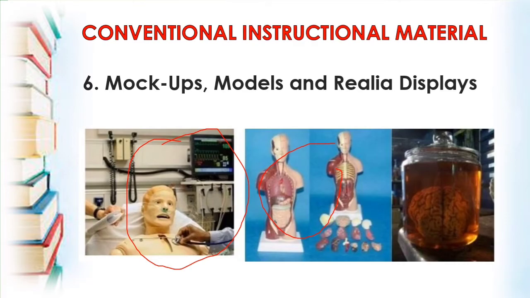While realia displays are real-life objects. This is a real-life human brain. Examples are specimens, rocks, plants. So those are examples of conventional or traditional instructional materials.